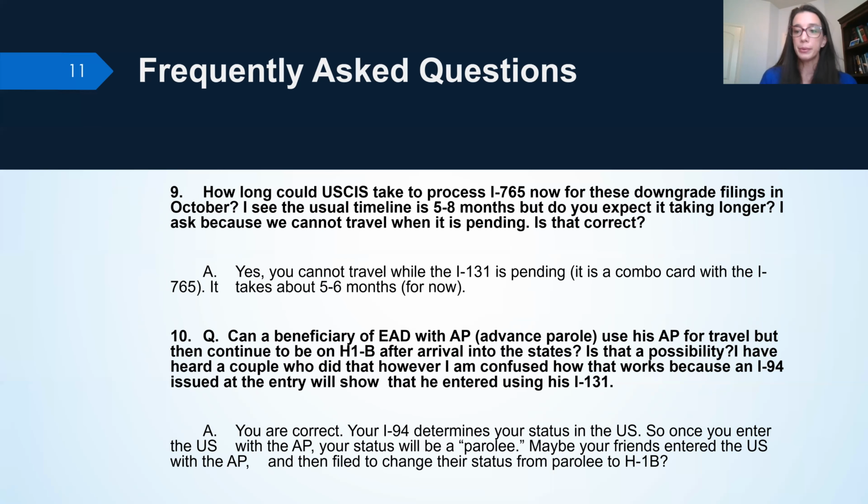So I don't know what happened to the people you're referring to, but maybe they entered with the I-131 because they didn't want to do the visa stamping and all that, and then later they changed their status inside the United States with the USCIS and went back to the H-1B. I don't know, but you cannot have multiple statuses in the United States. Status is determined at the time of entry, or if you file a change of status with USCIS.